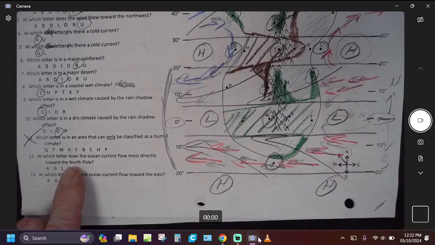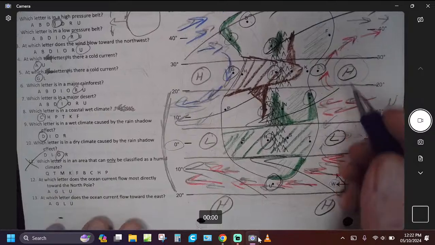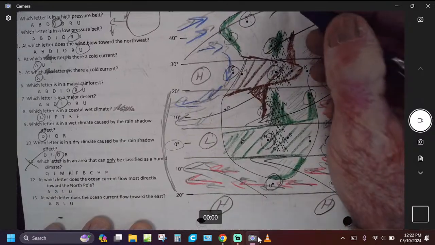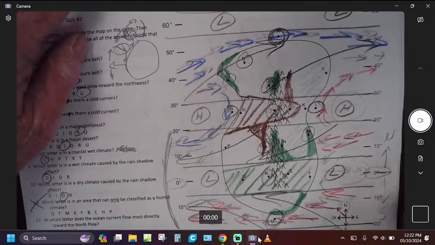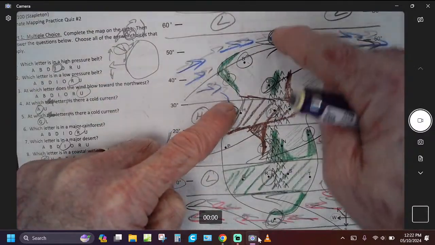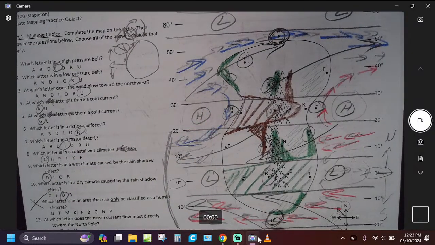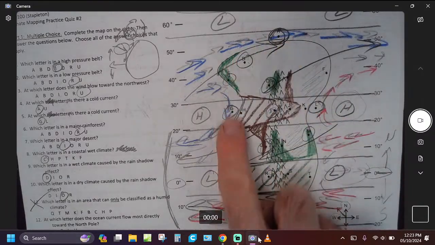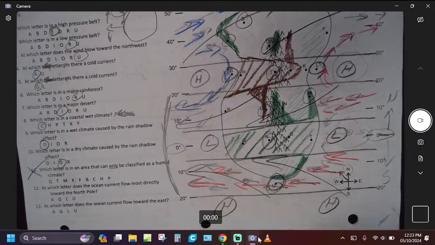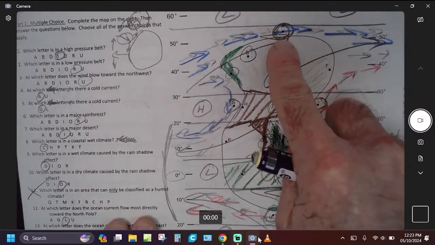Number 12, at which letter does the ocean current flow most directly toward the North Pole? And the choices are L, A, G, and U. So which one of those? Which one's going toward the North Pole? Where's the ocean current going toward the North? L, right there, going north. This is going east, this is going south, and this is going west. So the answer is L. And I just answered number 13. Where does it go toward the east? It'll be right here. Hooray.